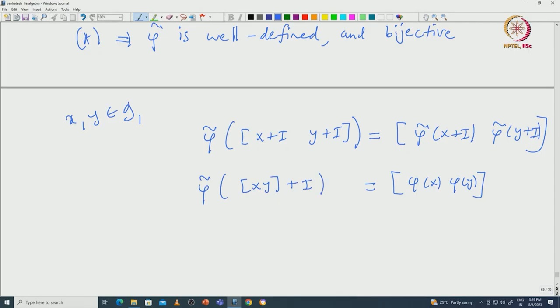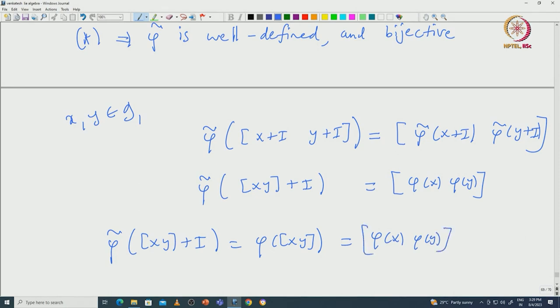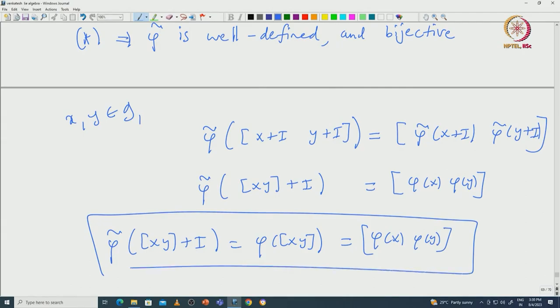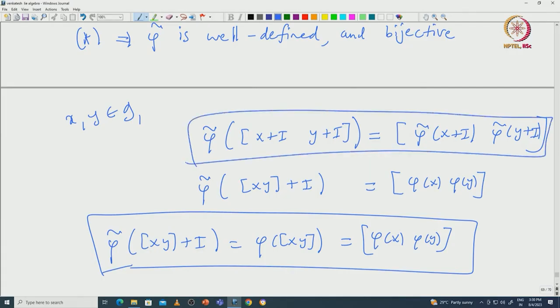But by definition, what is phi tilde of bracket x y plus I? It is nothing but phi of bracket x y. But phi is actually a Lie algebra homomorphism to begin with. So phi of bracket x y will become bracket phi of x, phi of y. That means we verified that phi tilde is a Lie homomorphism. So this is what we wanted to verify.